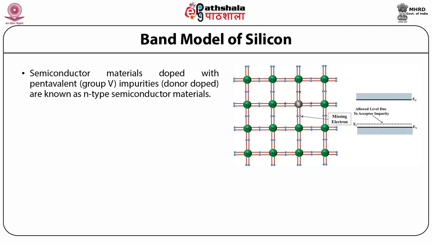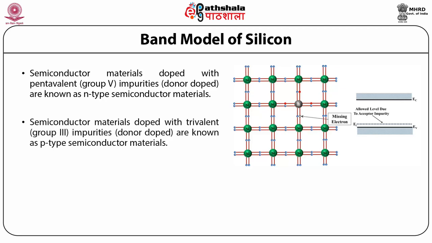This acceptor-doped silicon semiconductor material is called a p-type semiconductor. Any free electron in the p-type semiconductor material is referred to as the minority carrier and the holes as the majority carrier. Now, as you can see from the figure also, in a p-type semiconductor, the impurity atom gave rise to an allowed energy level in the forbidden gap just above the edge of the valence band.